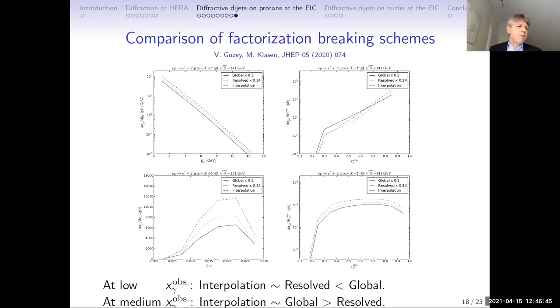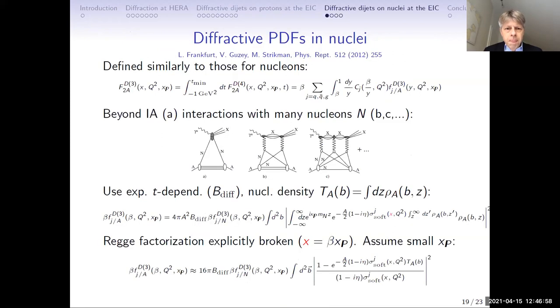Now, the main advantage maybe of the EIC is, of course, that we can scatter on nuclei instead of protons. And that is what I want to show you in the remaining few minutes on the next slide. Diffractive parton densities in nuclei are a completely new quantity. We don't know anything experimentally about them. So we have to rely on theoretical modeling.